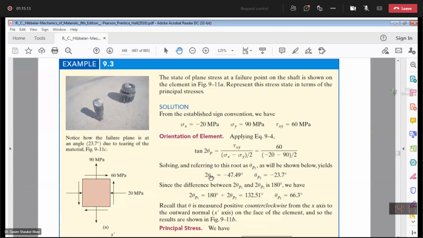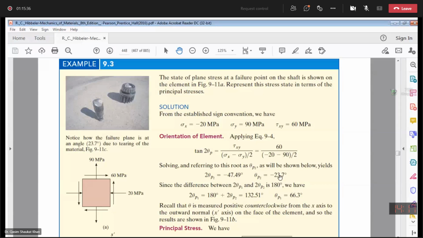In the general equation in the book as well, they are not using any subscript with p 1 or 2, but once they found that it is the negative value and the smaller of the two most probable values, that's why they are using p2. Okay, now theta p2 is minus 23.74 degrees.